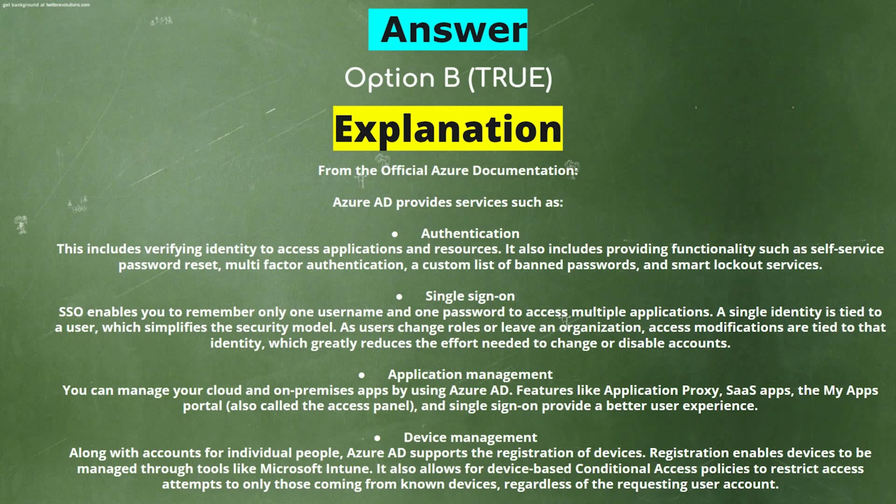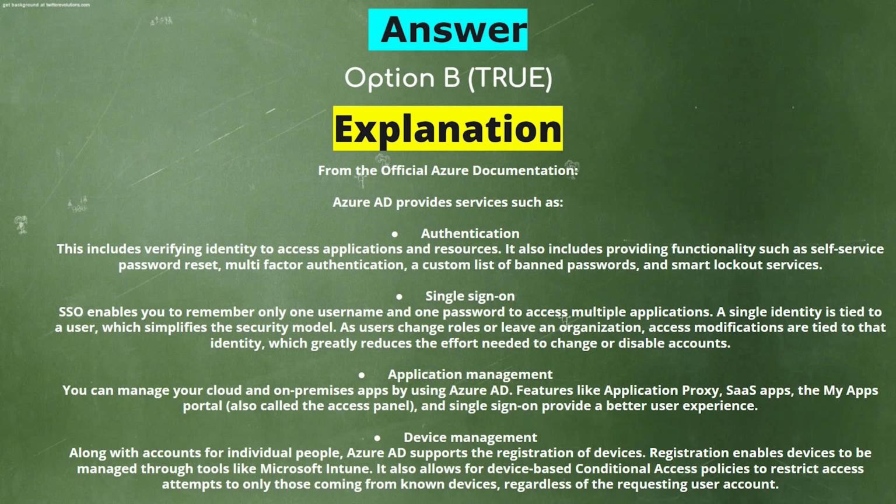It also includes providing functionality such as self-service password reset, multi-factor authentication, a custom list of banned passwords, and smart lockout services. Single sign-on. SSO enables you to remember only one username and one password to access multiple applications. A single identity is tied to a user, which simplifies the security model. As users change roles or leave an organization, access modifications are tied to that identity, which greatly reduces the effort needed to change or disable accounts.